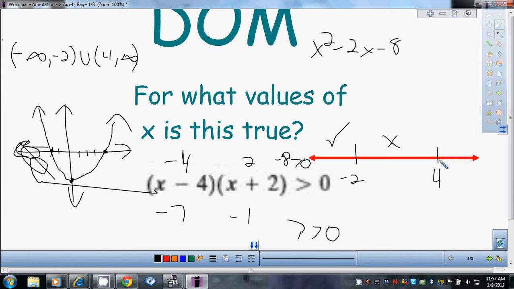Okay, so now I try a number greater than 4, like 5. That'd be 1 times 7, positive 7. That is greater than 0. Check mark. Hence where his answer came from. This is from negative infinity up until negative 2, and from 4 to infinity. Very impressive answer, sir. And that's what you're going to need to be doing all day. That is the only thing we're doing today. We're just going to have different kinds of problems that we do it with.